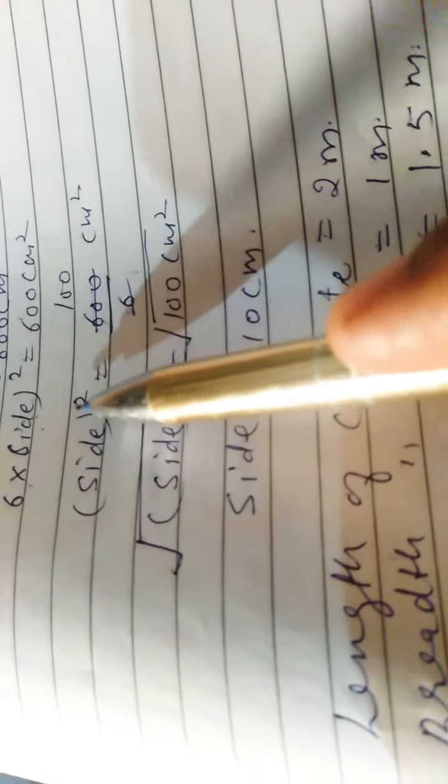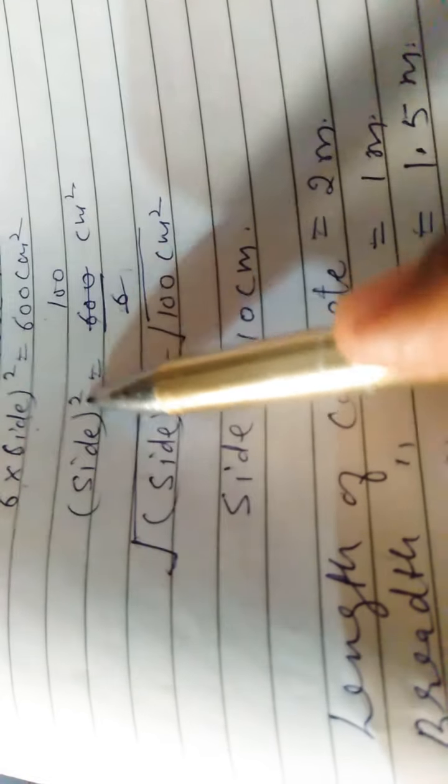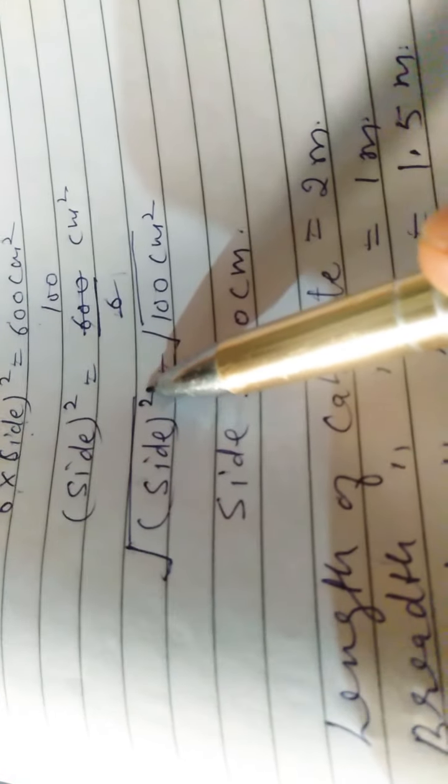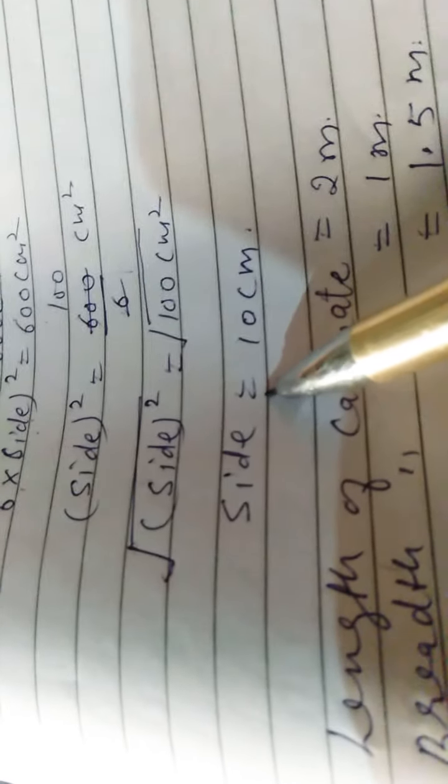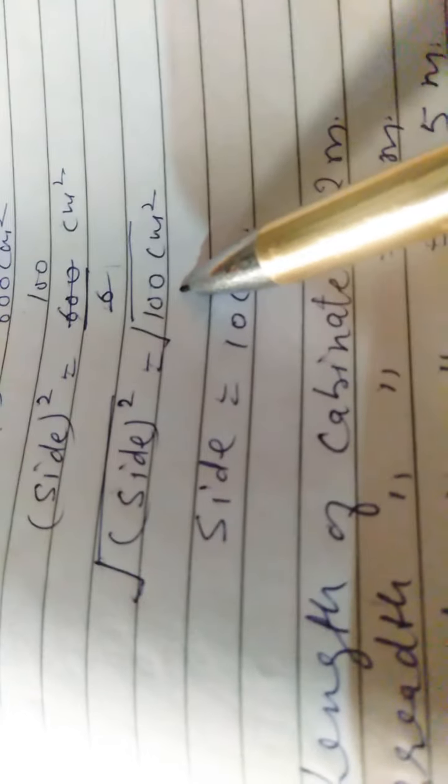Now take the square root on both sides, because we want to find only the side, not the side square. So the square can be removed by taking the square root on both sides. Square and square root will cancel and you will get only the side. You know that the square root of 100 is 10, and the square root of centimeter square is centimeter. So the side of the cube is 10 centimeter.